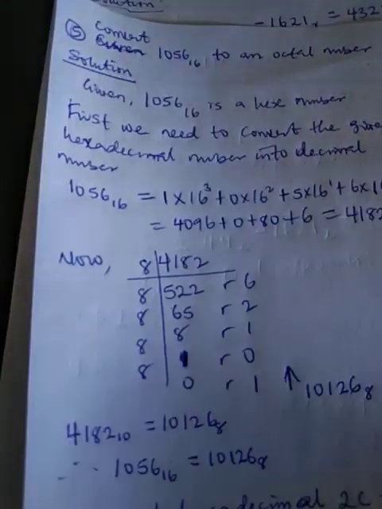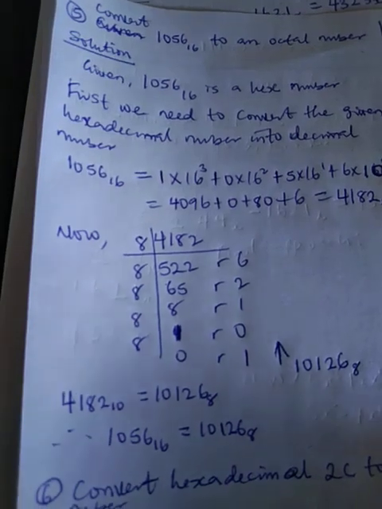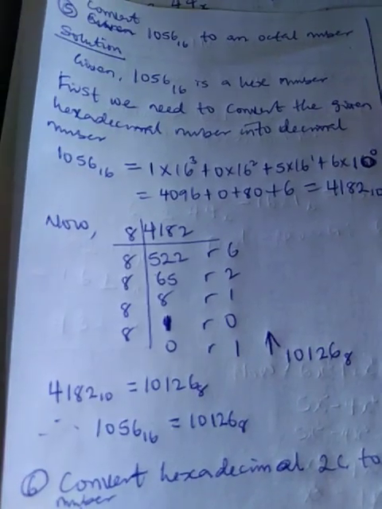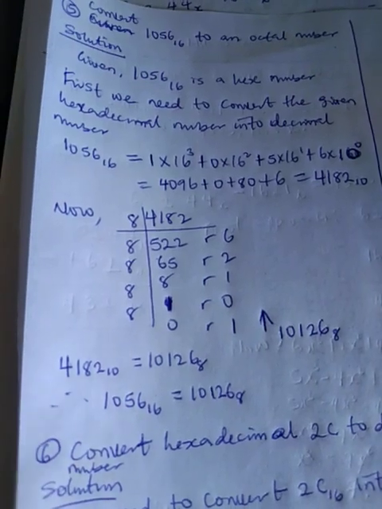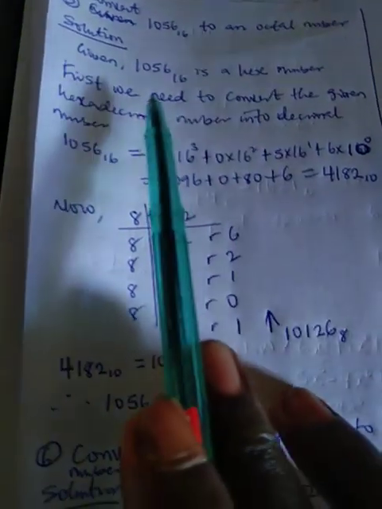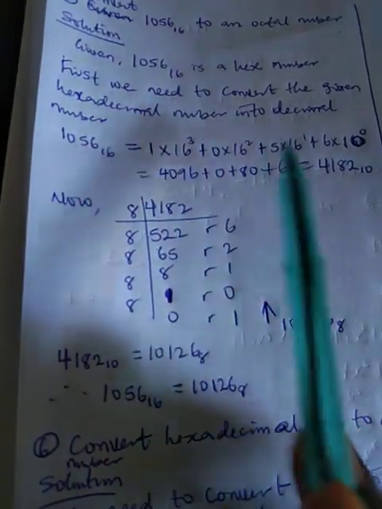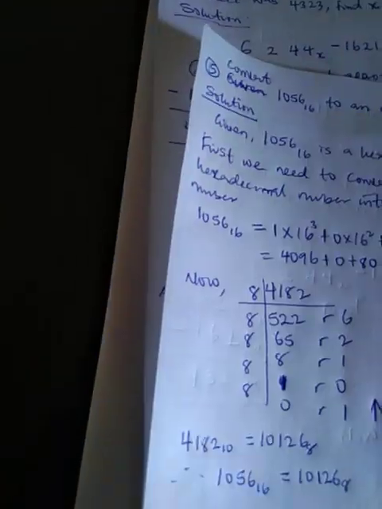Alright, that is considered. Now let us have the other part of the exercise. Converting 1056 in base 16 to an octal number. The first thing you do is you have to consider, first thing, we need to convert the given hexadecimal number into decimal number. That is converting from base 16 to base 10. And what do you do to that? You can see we have this in base 16.